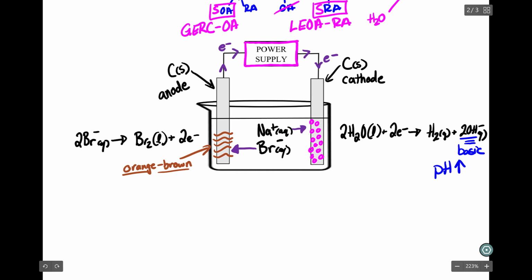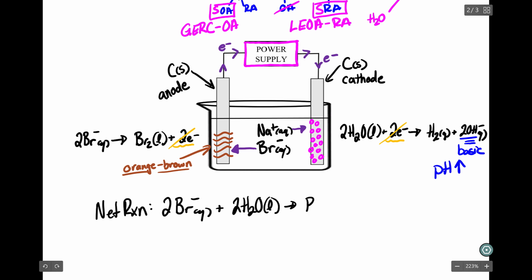The first thing I notice is this is 2 moles of electrons on both sides, so those will cancel out nicely. I can just put the reactants together and the products together, and I'll have my net reaction. So the net reaction is going to be 2 Br minus aqueous plus 2 waters. This is going to turn into Br2 liquid plus hydrogen gas plus 2 hydroxide ions aqueous.